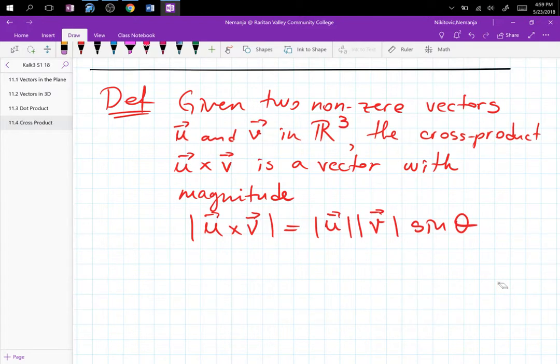So as you can see, this definition follows very closely your dot product definition. For dot product, we use the cosine with these magnitudes of u and v, and in this case, we are using sine.